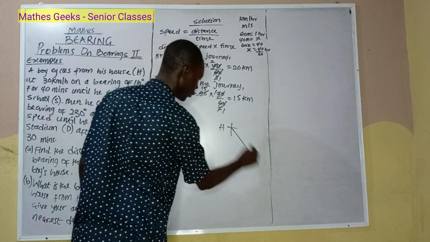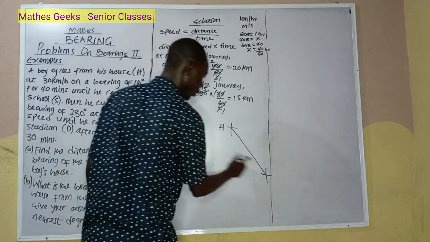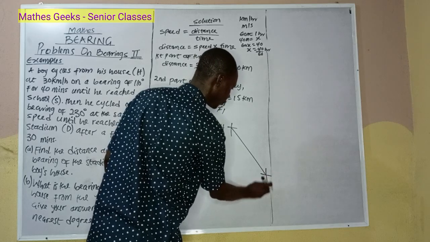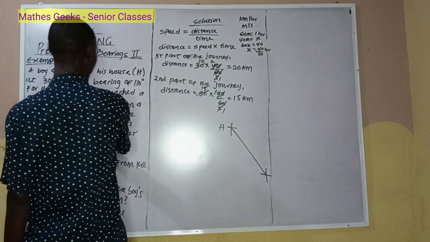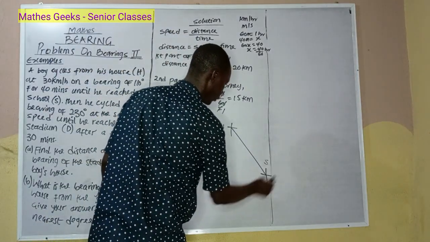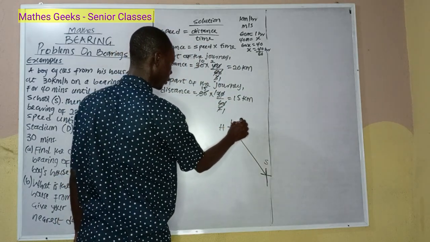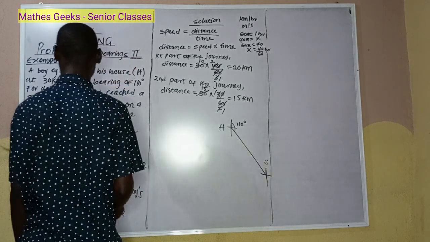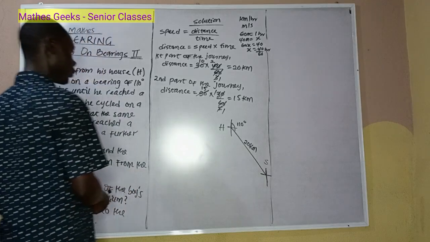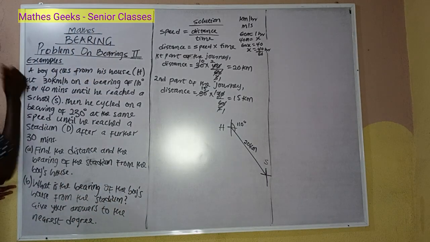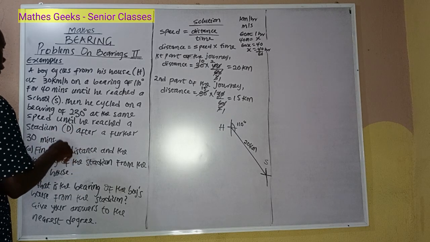So 110 degrees will be this one. Well, let's say this is H, and then this is S, so the house and school. Let's put here 110 degrees, and then the distance is 20 kilometers. So the distance between the house and school is 20 kilometers, and the bearing of the school from the house is 110 degrees.